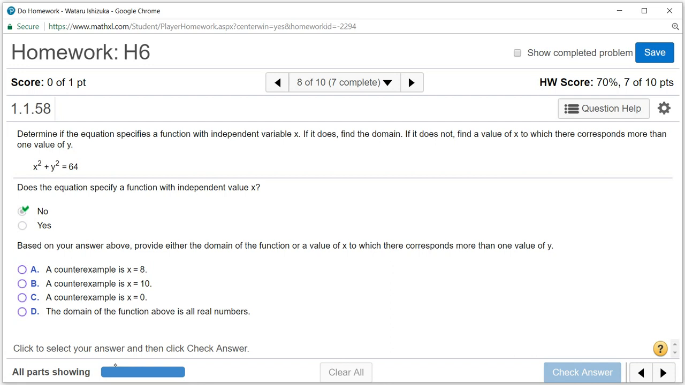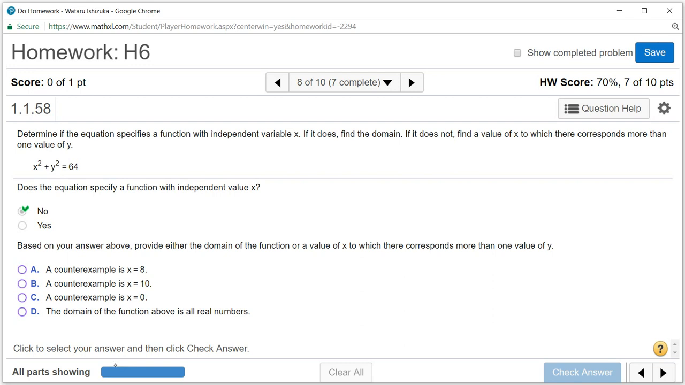Second part: based on your answer above, provide either the domain of the function or a value of x to which there corresponds more than one value of y. So let's see. We need to come up with a counterexample. Let's see, if you do x equals 0, would that work?